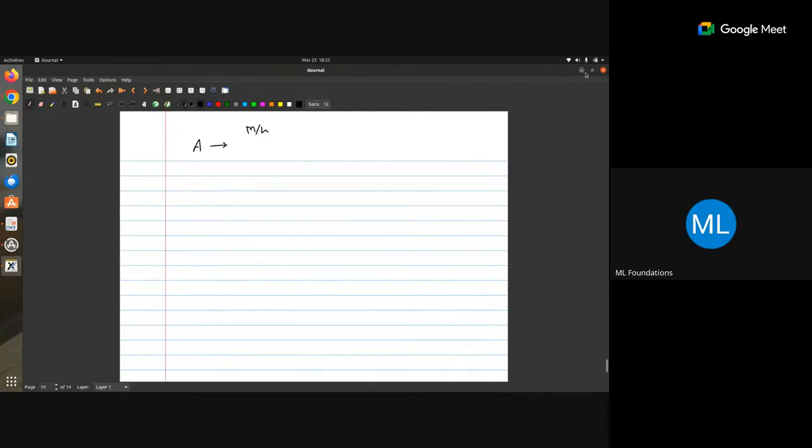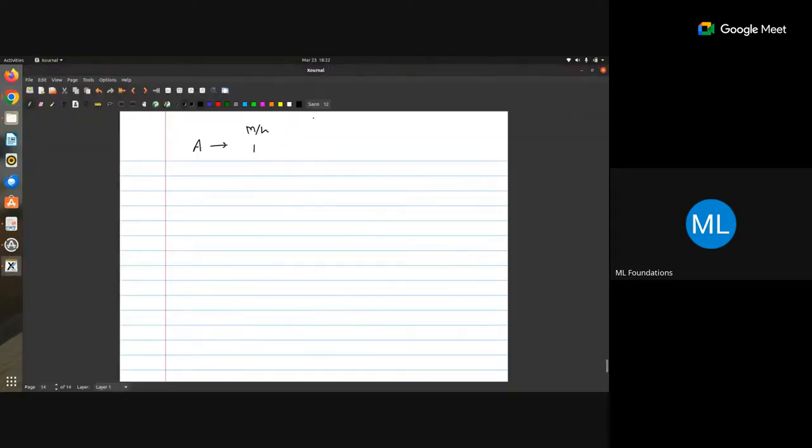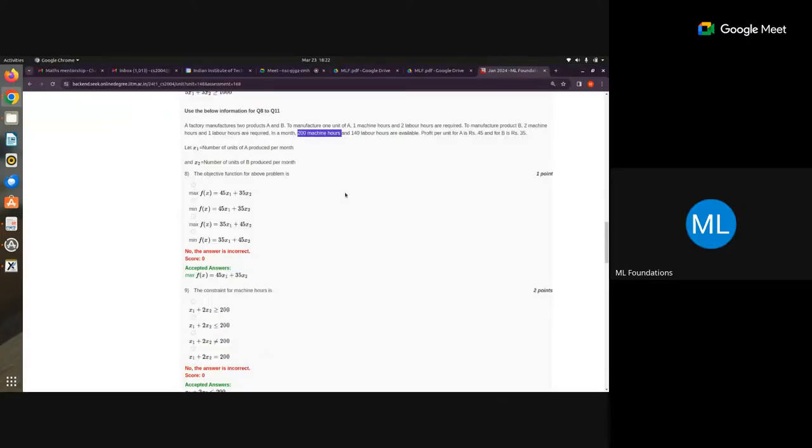How much is it giving? One machine hour and two labor hours. Okay. For manufacturing product B, you need two machine hours and one labor hour.